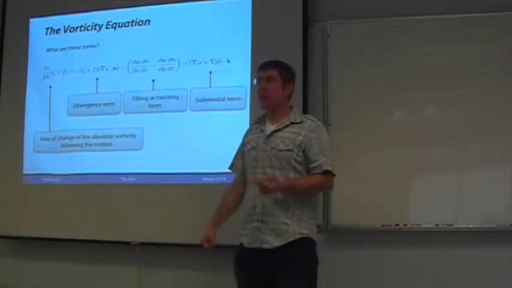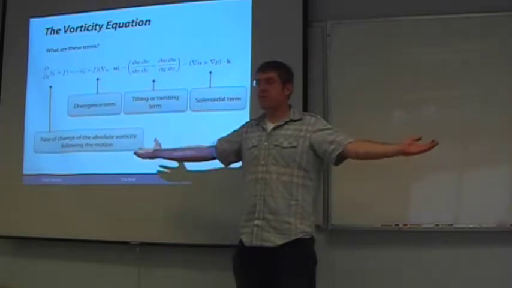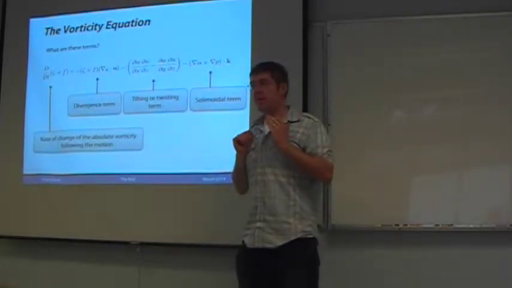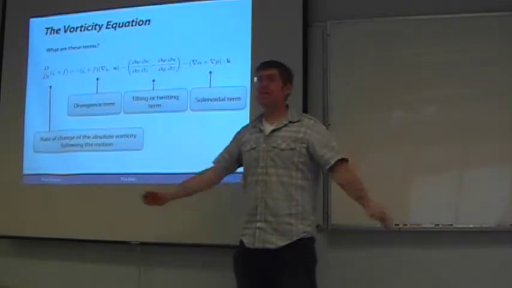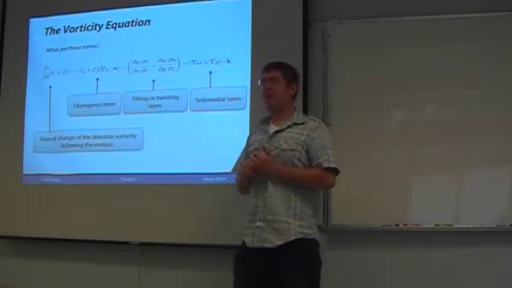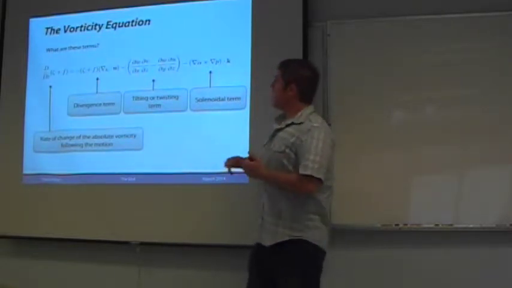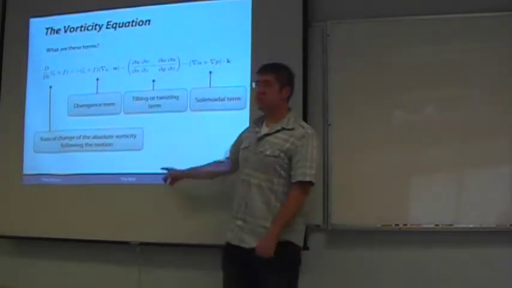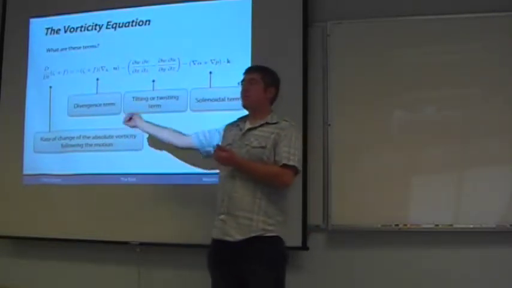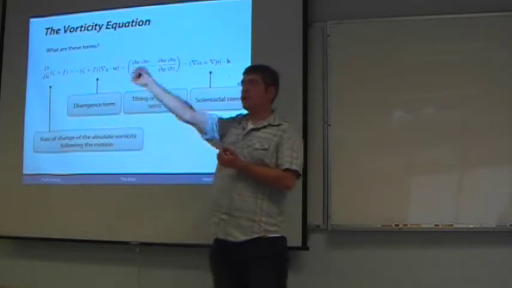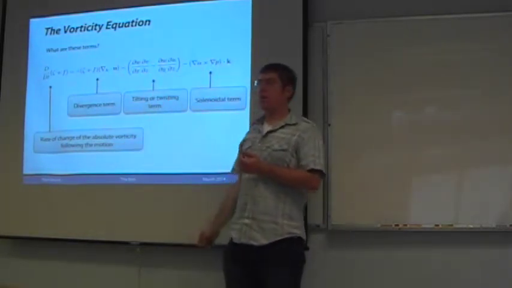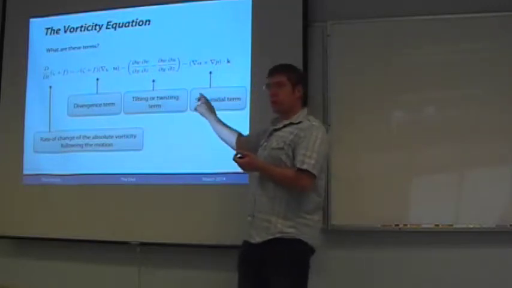analogous to that of a spinning skater. That is, if you reduce the radius of somebody spinning, their angular velocity will tend to increase. If you expand the radius, then angular velocity will tend to decrease. This is simple conservation of angular momentum. In addition, we also had a tilting and twisting term, which had to do with transitions of vorticity from a horizontal axis into a vertical axis due to tilting of that axis, as well as a solenoidal term.